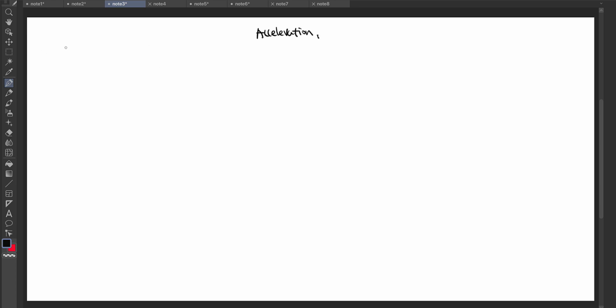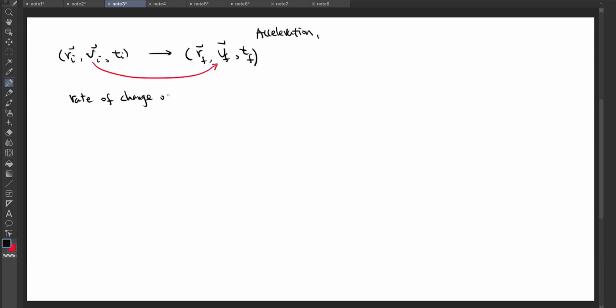Okay, so now we know Ri, Vi, Ti, and then ask the question: R final, V final, T final. How do they evolve? And then that will give us this acceleration. So basically, the acceleration is the rate of change of velocity. Okay, so previously v is the rate of change of the position, now it's the rate of change of velocity. And reflected in the mathematical language, we're going to calculate the difference here.